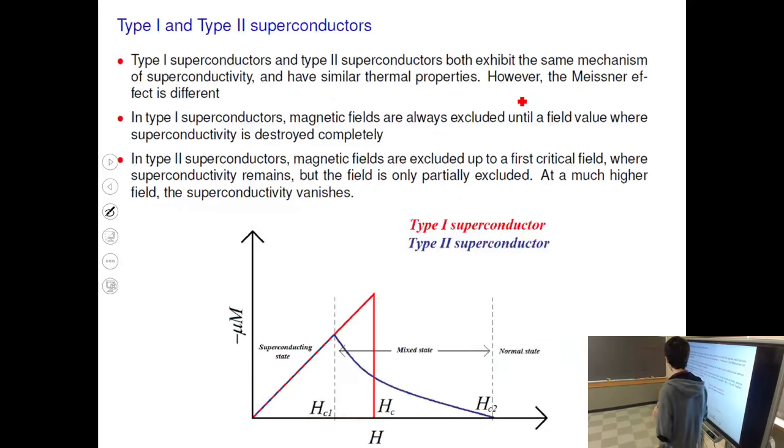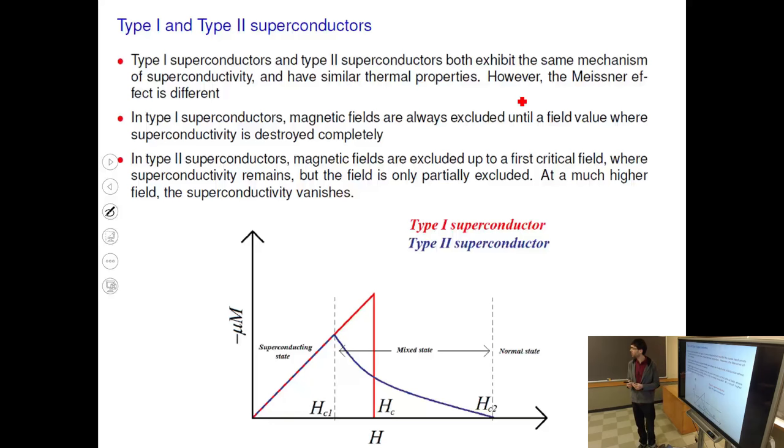Okay, very interesting effect, and we'll come back to it later. There are other instances where we have these quantized fluxes in superconductors. An important one is this one. A story of two classes of superconductors, type 1 and type 2, and the differences in the details of Meissner effect. And this is how you can start understanding the two classes.